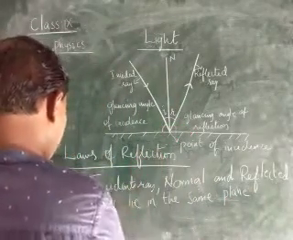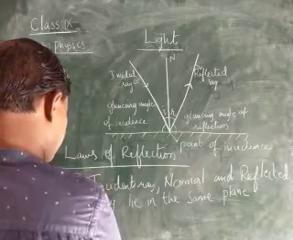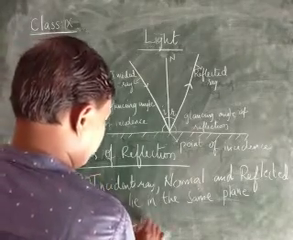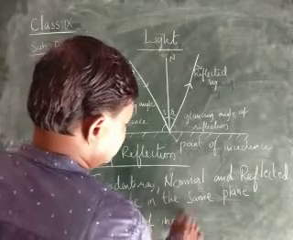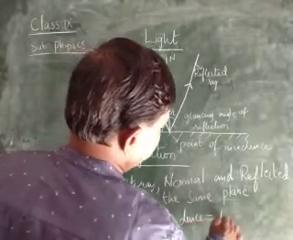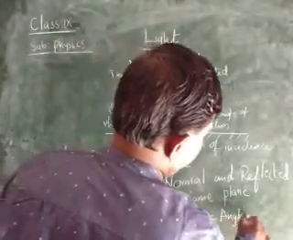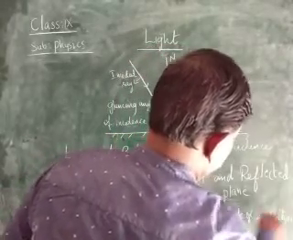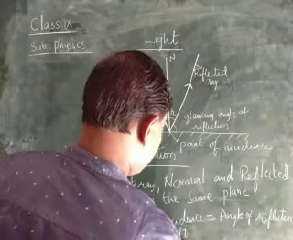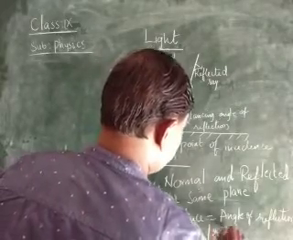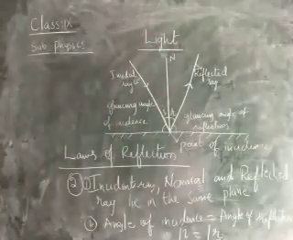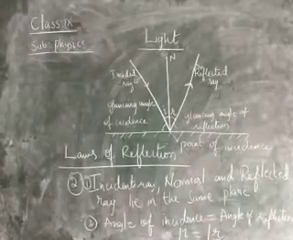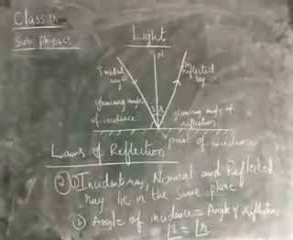And always the angle of incidence is equal to the angle of reflection. That is, angle I is equal to angle R. Always angle I is equal to angle R. Okay, right.